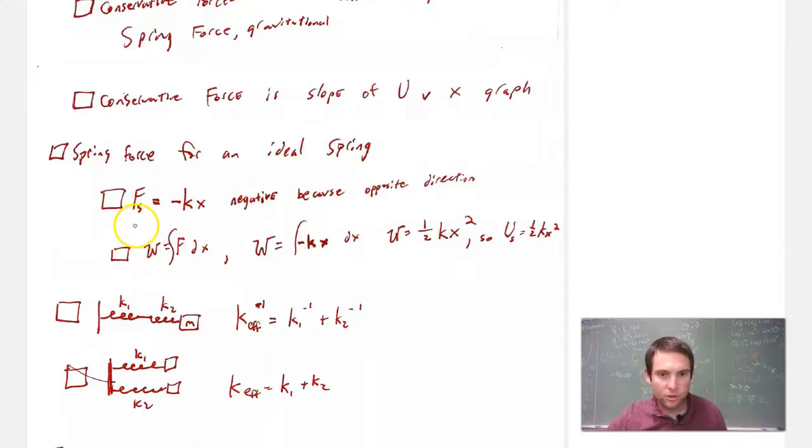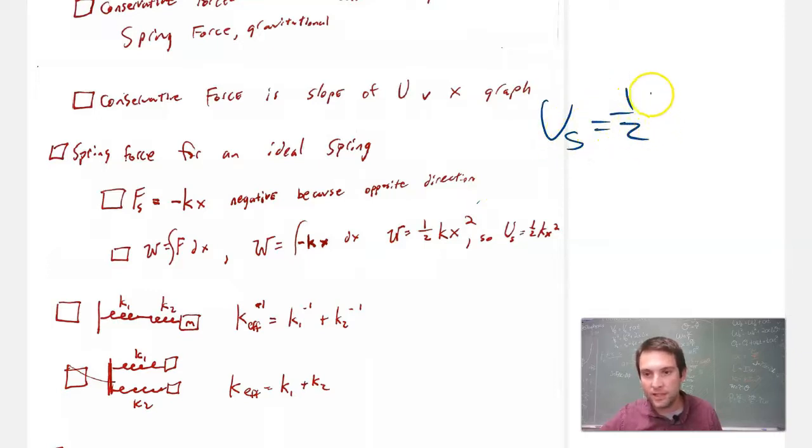All right, conservative force, spring force for an ideal spring. We already talked about Hooke's law, negative kx, because it's the opposite direction. Work equals the integral of your force with a changing force. Work also can equal negative kx, because F equals F, in which case x would be changing. By taking that integral, we get the spring potential energy, which is 1/2 kx squared. Don't forget that squared.